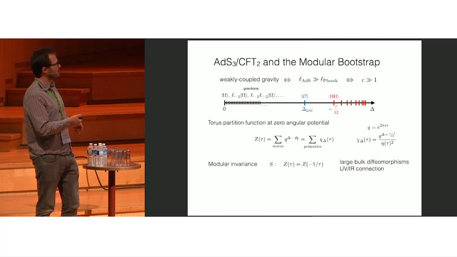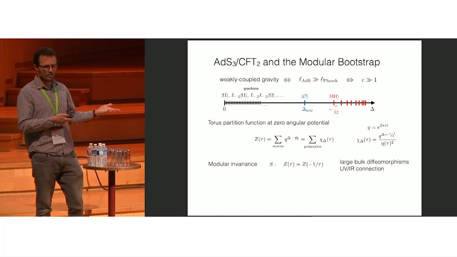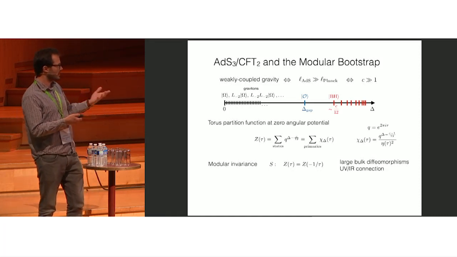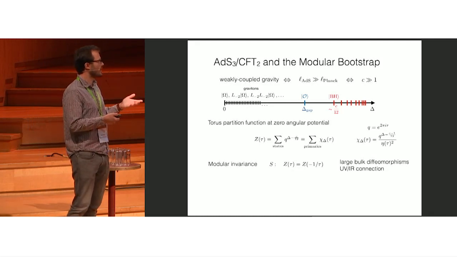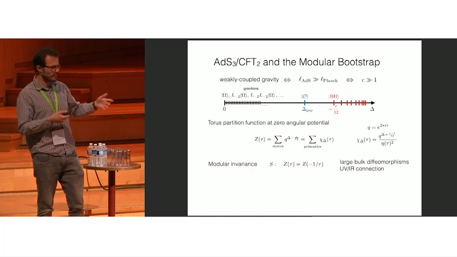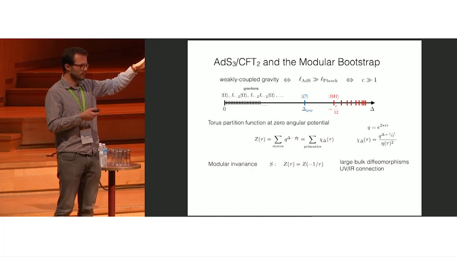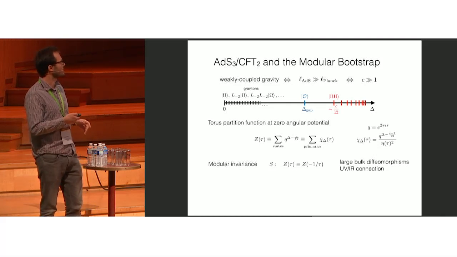The constraint that I'll use in the talk is just modular invariance under the S transformation, which says that Z is invariant under tau goes to minus 1 over tau. Physically, this has the interpretation of large bulk diffeomorphisms, and it also nicely manifests the UV-IR connection that we expect in gravity, because heavy modes on the left-hand side get mapped to light modes on the right-hand side, roughly speaking.